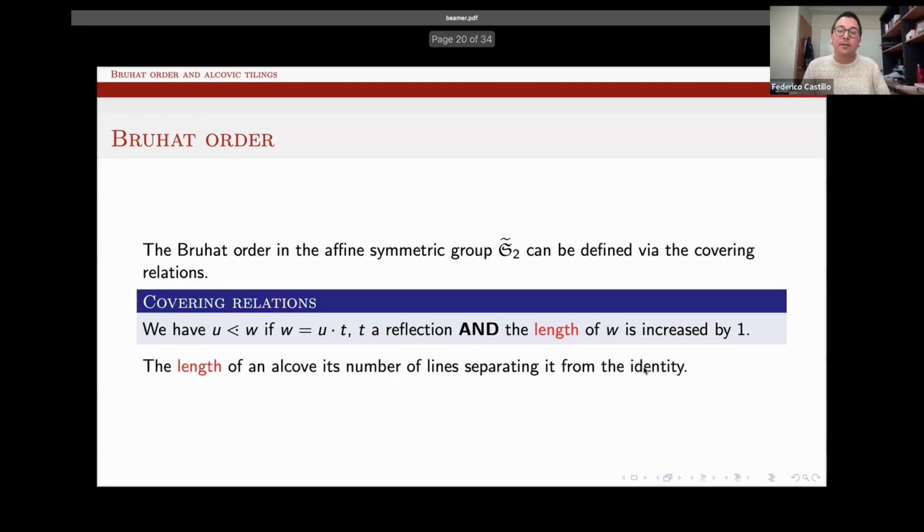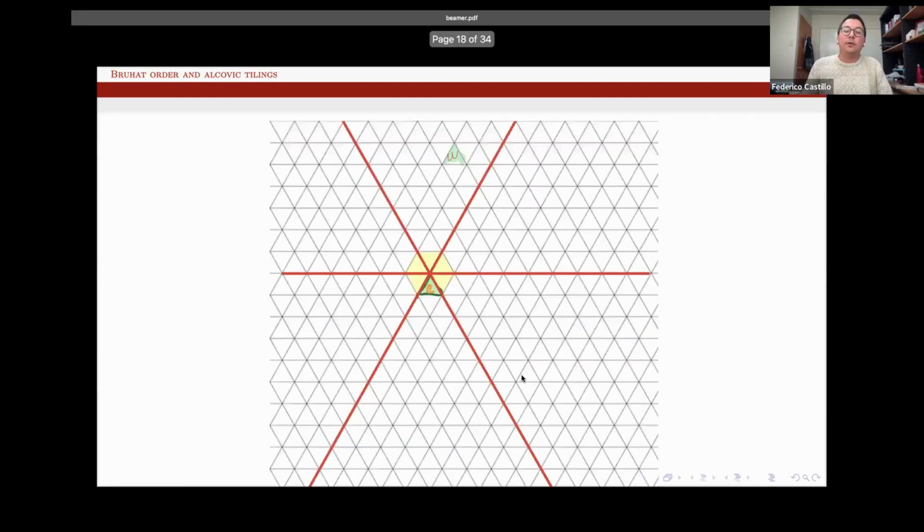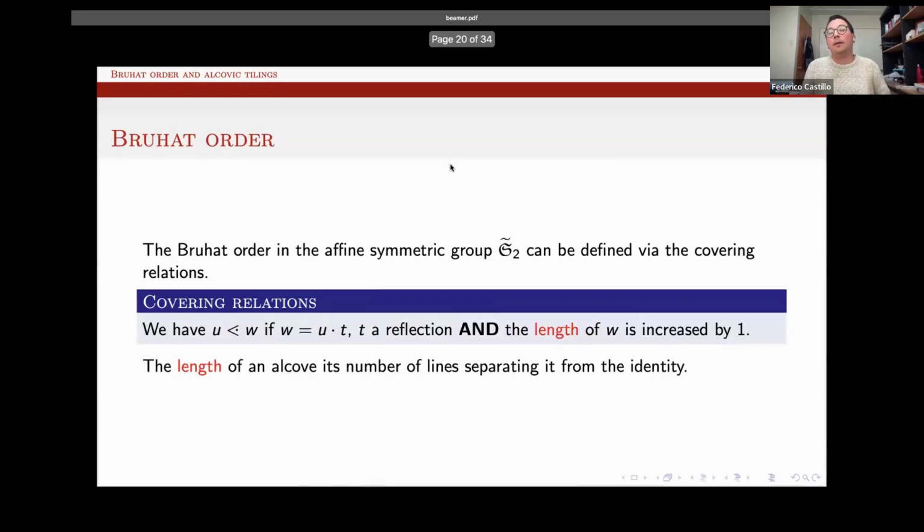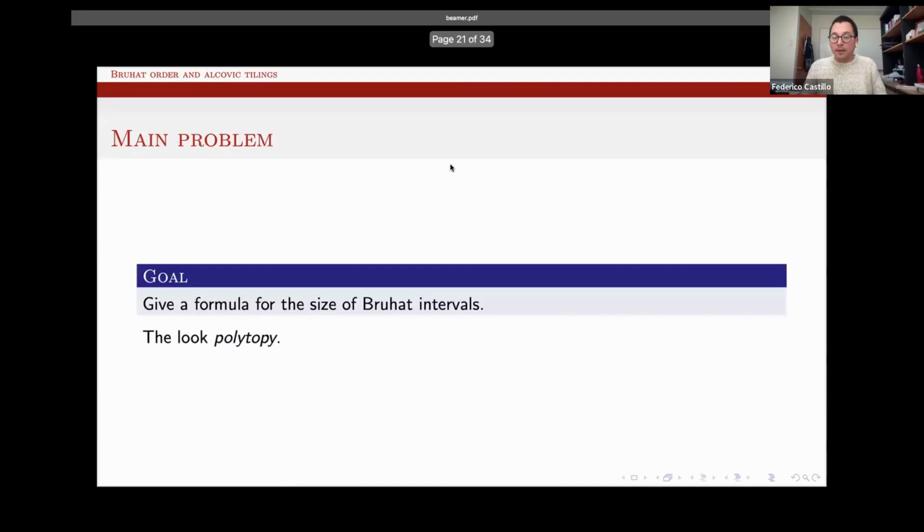Now, what is length in this case? It is simply the number of lines that separate this from the identity. So in this case, I have some element W, I have the identity, and there is a finite number of lines that separate the identity from W, and that's going to be the length of W. So this mimics the previous Bruhat order in the permutations. Now this is an infinite group, but the order is defined in a similar way.